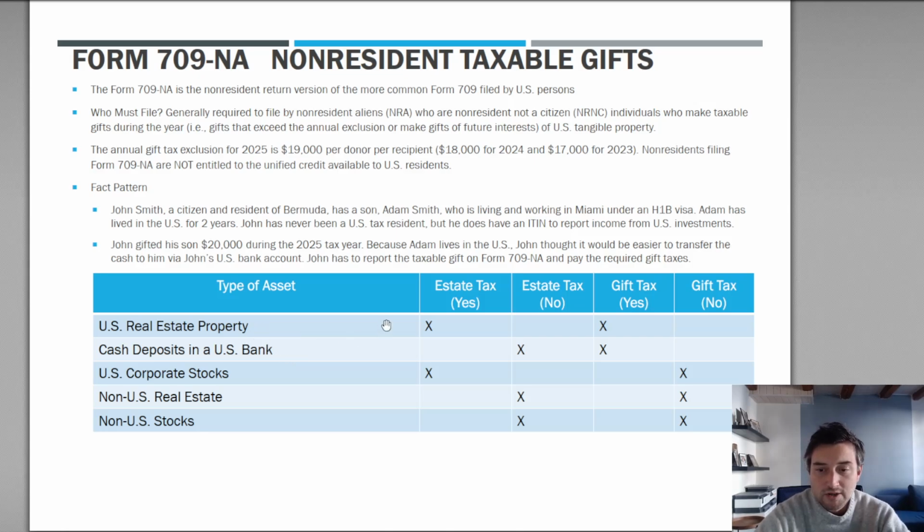U.S. real property is also a U.S. situs asset for the estate tax in the U.S. So that's the 706NA. That's filed by non-residents that have estates greater than $60,000 in the United States.